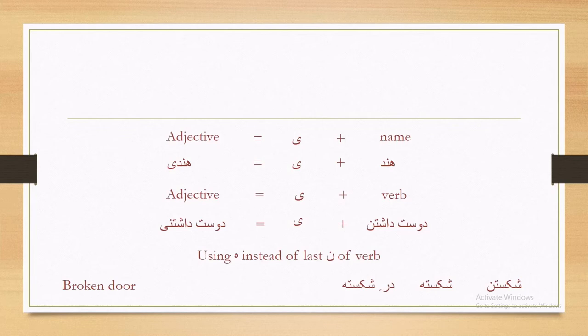I want to repeat this last type again. In this type, if we use he instead of the last ne of the verb, we have an adjective that tells us this verb has happened for the noun which this adjective is near. Okay.